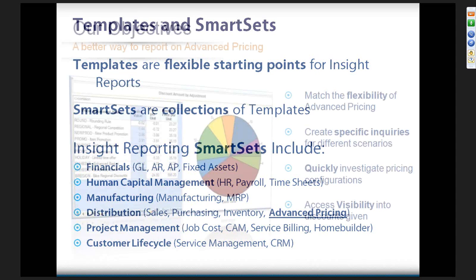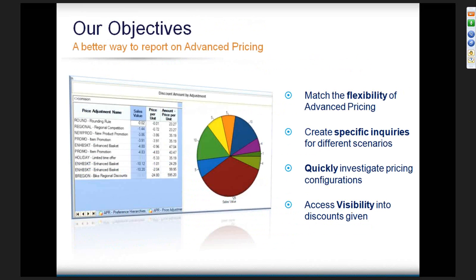And when we created this SmartSet, we had a few objectives. Number one, we wanted to match the flexibility of advanced pricing with this tool to give you inquiry capabilities over it. As I mentioned earlier, advanced pricing is a very flexible tool, and we feel like Insight is a very flexible reporting tool, and so we wanted to match up the flexibility of advanced pricing with a reporting tool that can meet up with that level of flexibility. We wanted to give our users the power to create specific inquiries that match their business.